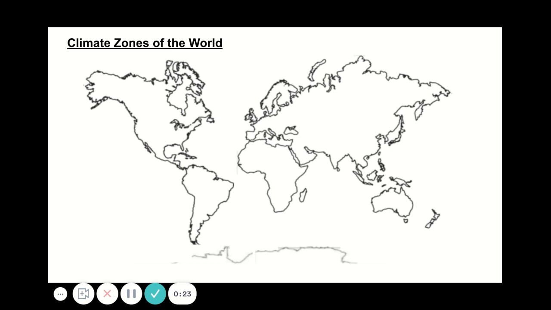Cartographers are map makers, and they put some invisible lines on maps to make it easier to talk about different areas. The first line we're going to look at is the equator. Say that with me, equator.